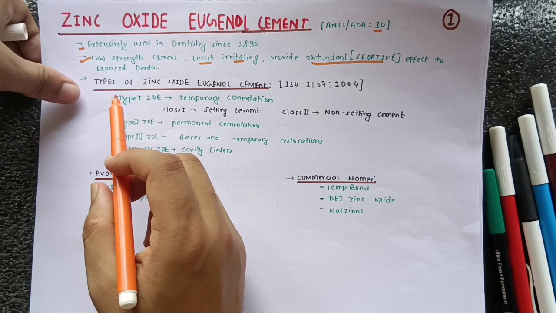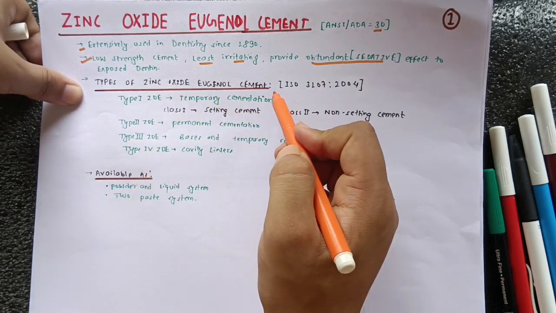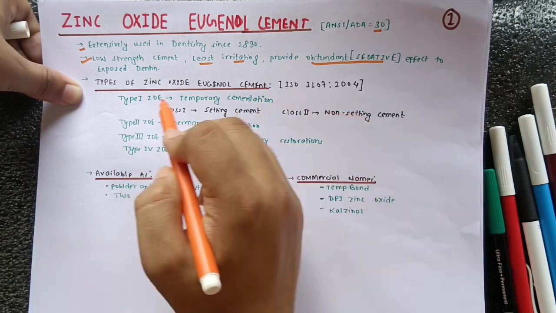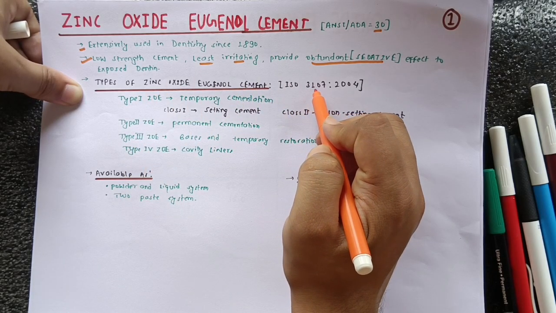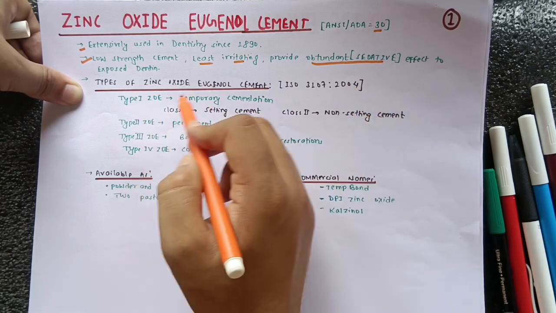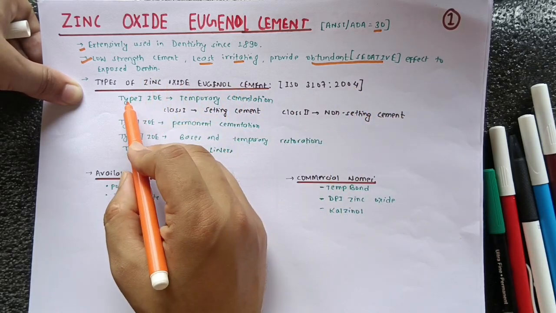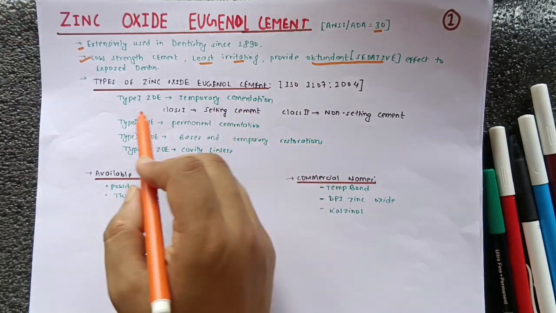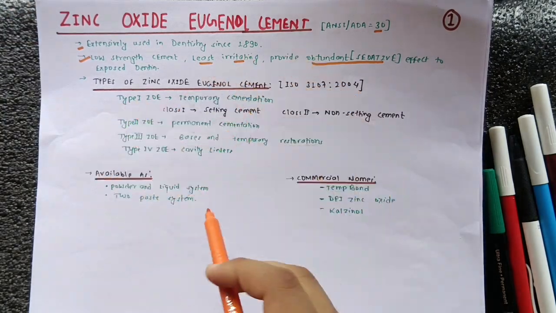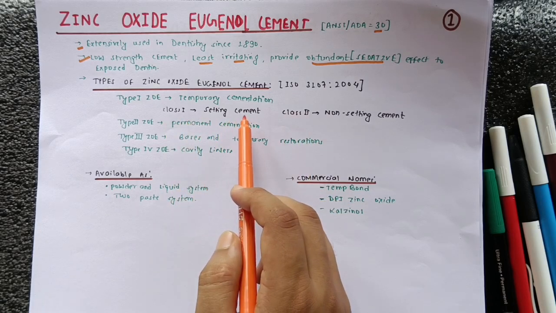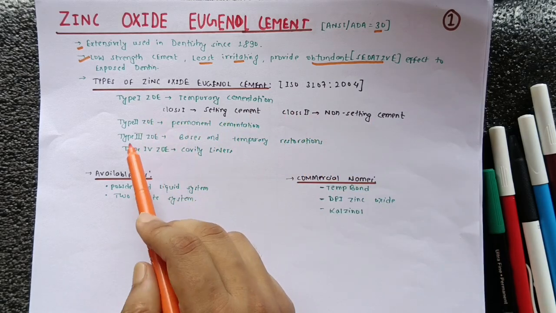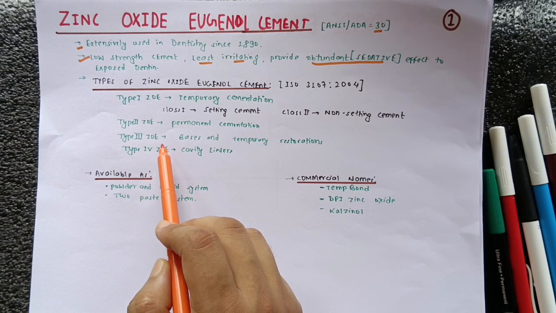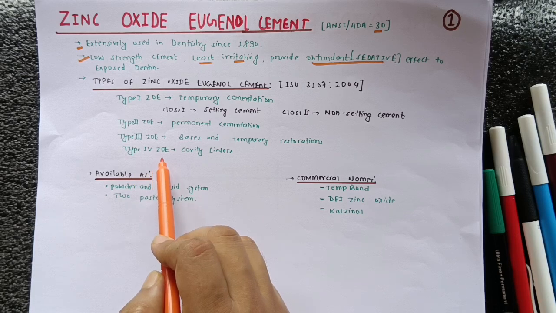After that, I have classified zinc oxide eugenol cement into 4 categories, on the basis of ISO 3107:2004. Type 1 zinc oxide eugenol cement is for temporary cementation. Under type 1 there is class 1 and class 2: class 1 is a setting cement and class 2 is a non-setting cement. Type 2 is for primary permanent cementation. Type 3 is for bases and temporary restorations, and type 4 is for cavity liners.